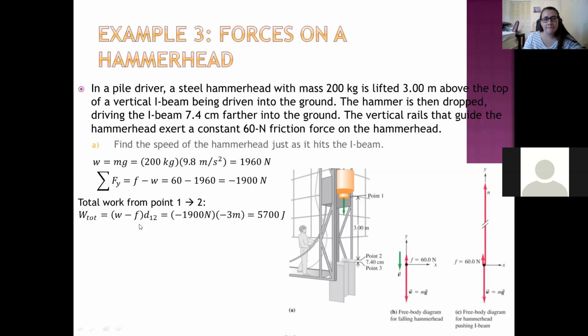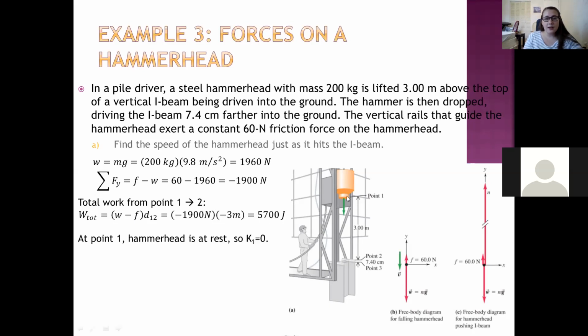So anyway, that's our force there. Sorry, this is a typo, that should be flipped. Friction minus weight times the distance between them is negative 1,900 newtons times a distance of negative 3 meters. I'm choosing the 0 point to be at the top. So that gives us a work of 5,700 joules.